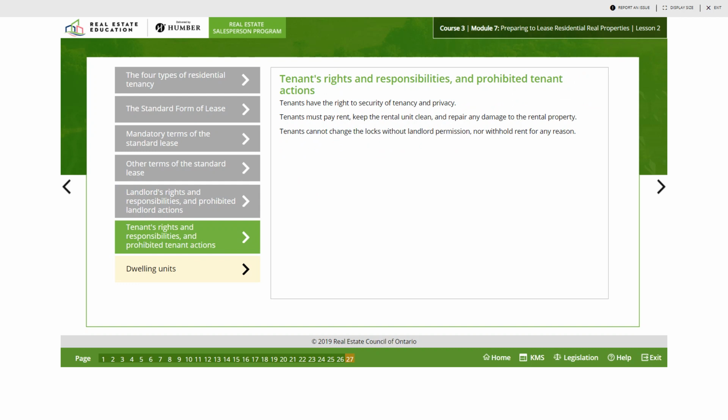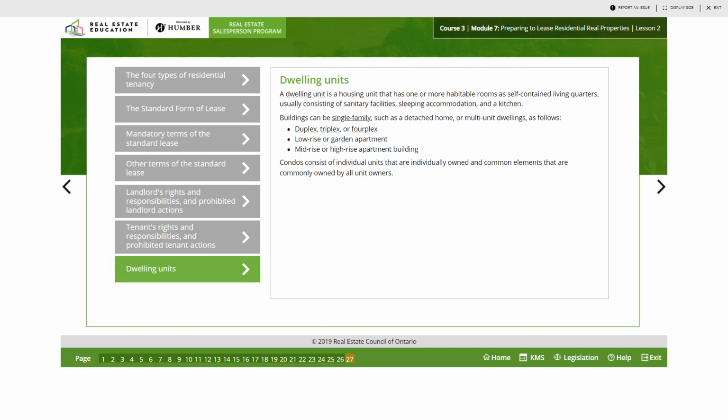Tenants' rights and responsibilities and prohibited tenant actions. Tenants have the right to security of tenancy and privacy. Tenants must pay rent, keep the rental unit clean, and repair any damage to the rental property. Tenants cannot change the locks without landlord permission, nor withhold rent for any reason.